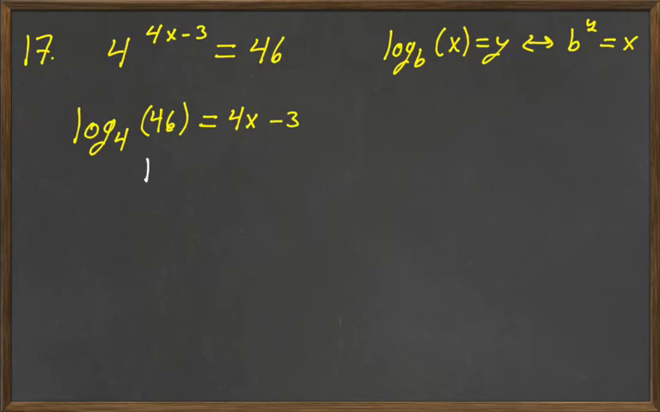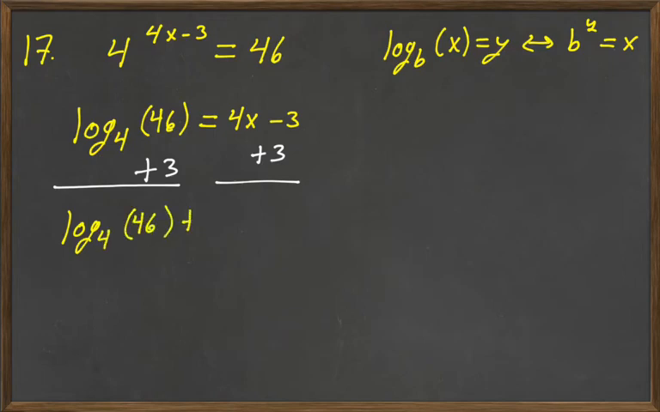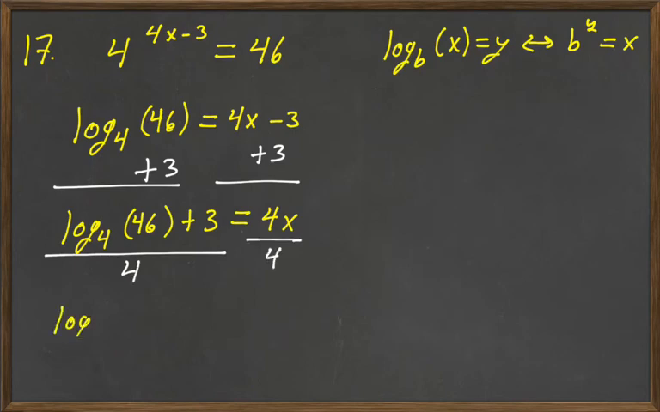So we're going to solve for x. We're going to add 3 to both sides of the equation. Log base 4 of 46 and 3 are not like terms, so we're not going to combine them. So the best we can say is log base 4 of 46 plus 3, and that's going to be equal to 4x. And to finish isolating the x, we're going to divide both sides of the equation by 4. So we're going to have log base 4 of 46 plus 3, divided by 4. That's going to be equal to x. Okay, so that's all for x.